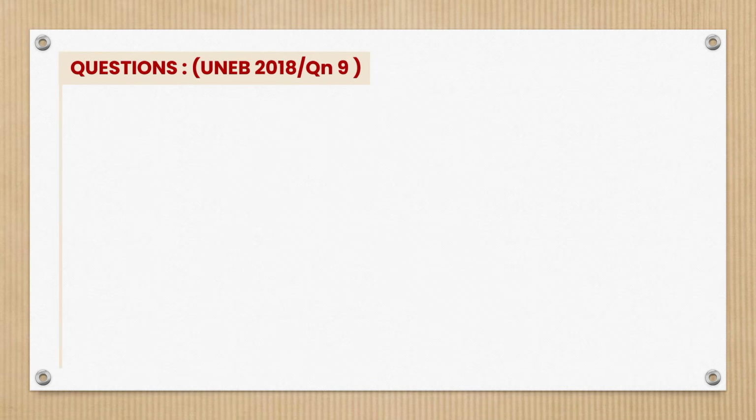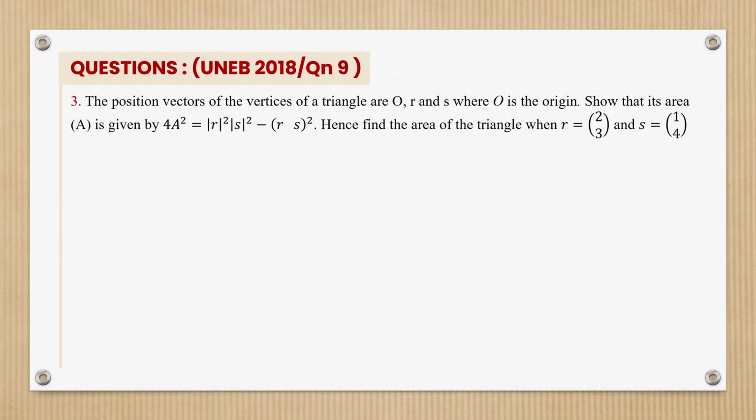Next, let's look at a question from UNEB 2018, and this was question number 9. The question says the position vectors of the vertices of a triangle are O, R, and S. Now this is very important information, where O is the origin. Show that its area A is given by 4A squared is equal to R squared S squared minus bracket R dot S squared. Hence find the area of the triangle when R is equal to 3 and S is equal to 1, 4. So first thing we want to do is we're going to sketch the triangle.